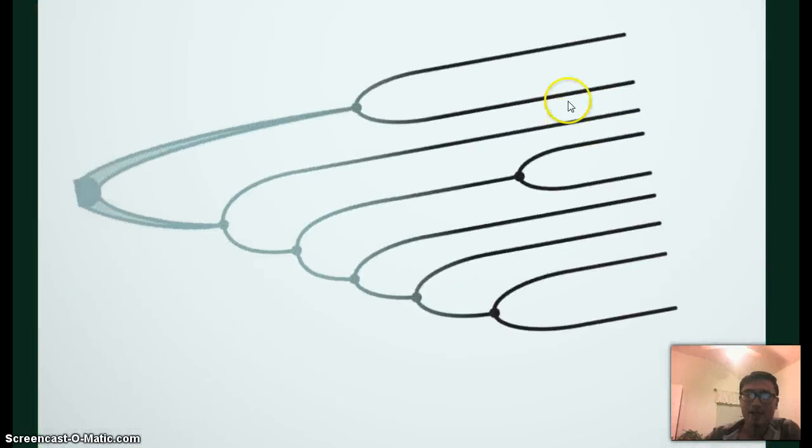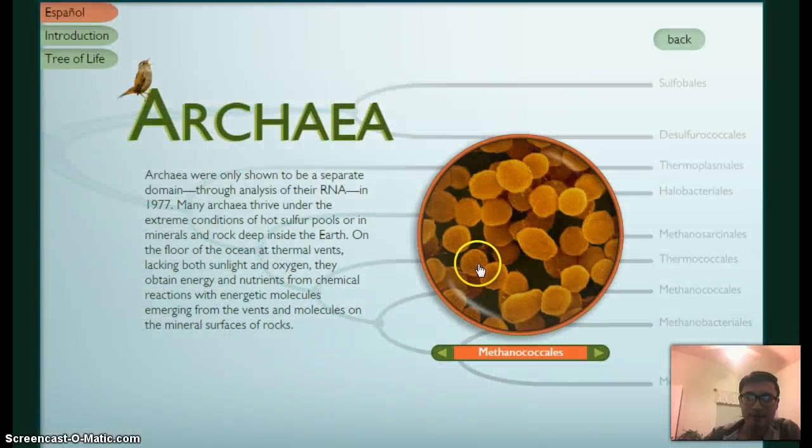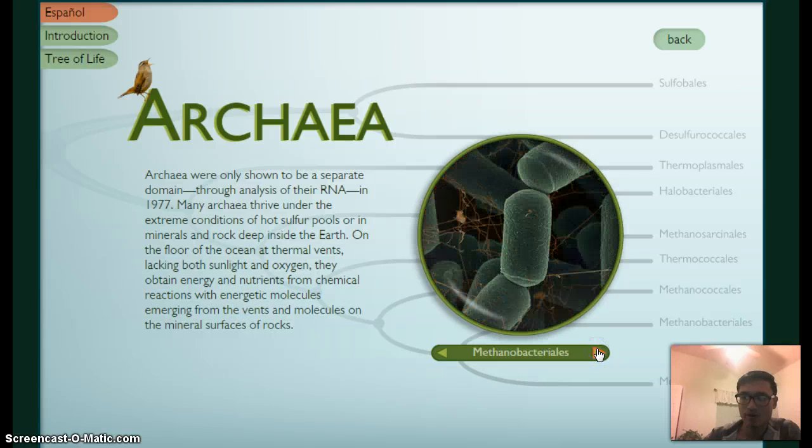When we look at archaebacteria, or archaea for the domain, these weren't very well understood because they were found in some extreme environments. They were found on the ocean floor. They were found in hot sulfur pools. So let's check out one of these.